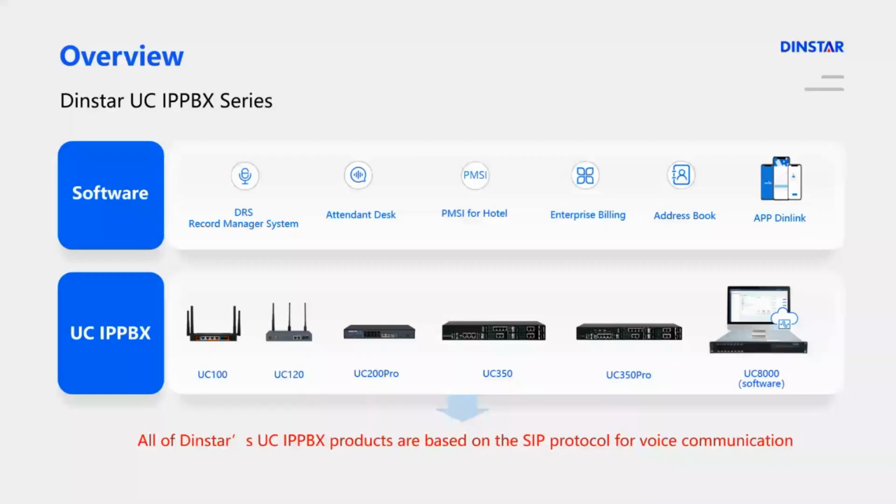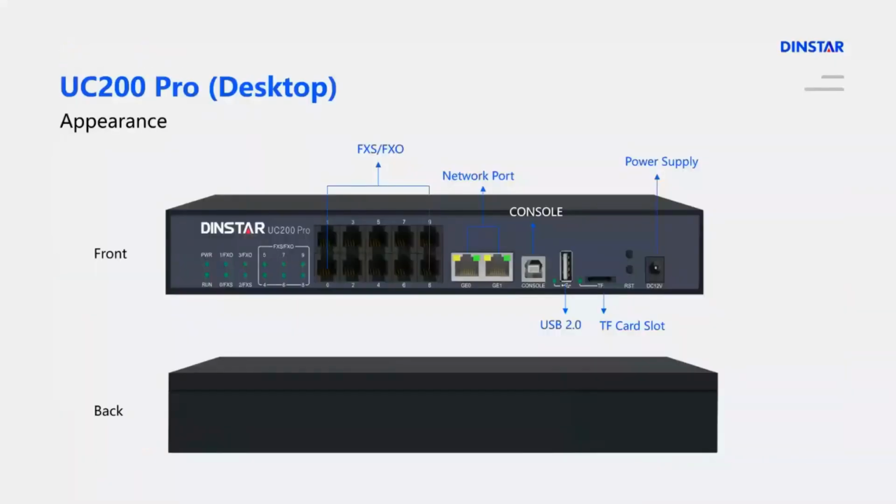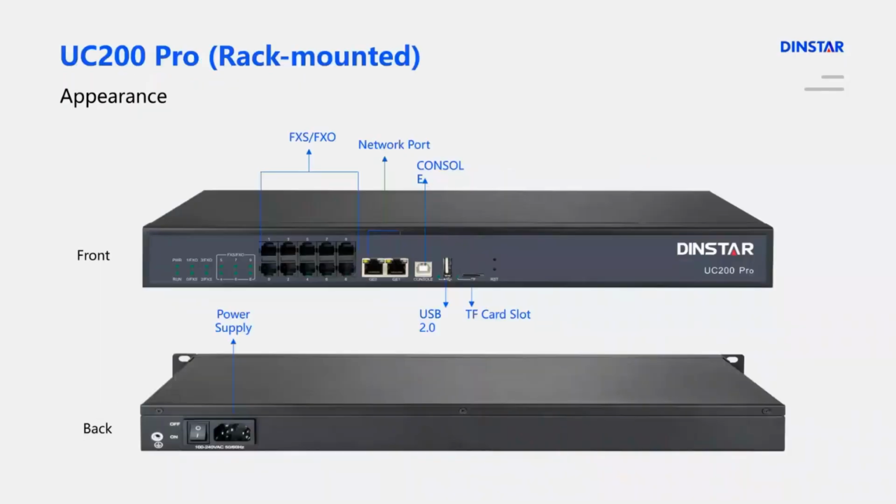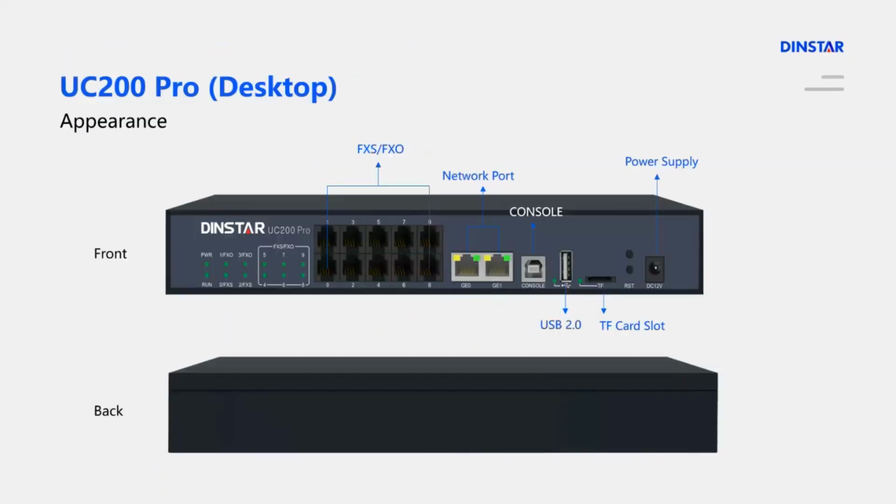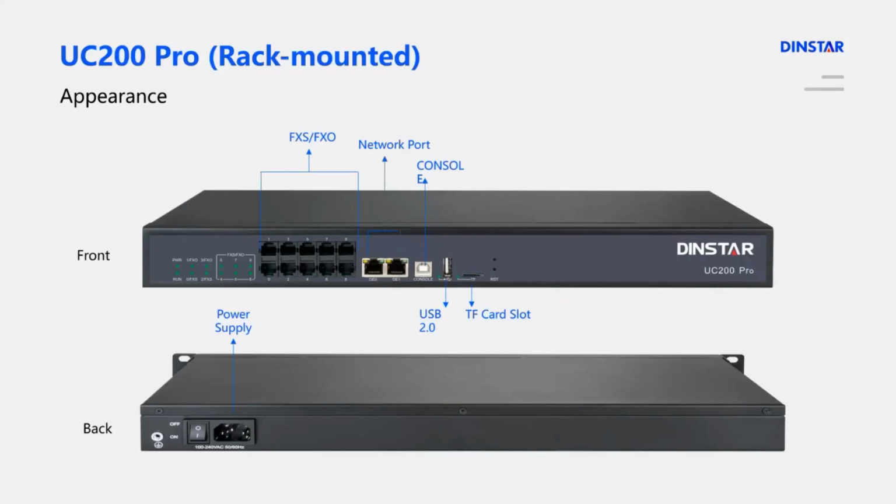The UC200 Pro is compact and powerful for small to medium-sized businesses, coming in two forms, the desktop one and the rack-mount one. Here is the appearance of our UC200 Pro. As you can see, there are fixed FXS and FXO ports, the network port, a console port, the USB port, and a TF card slot for call recording.